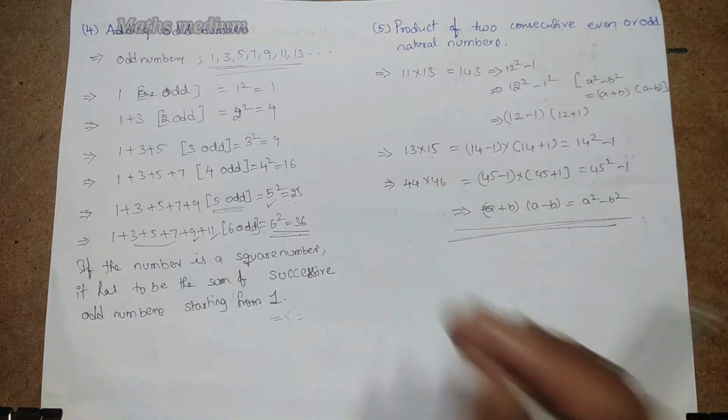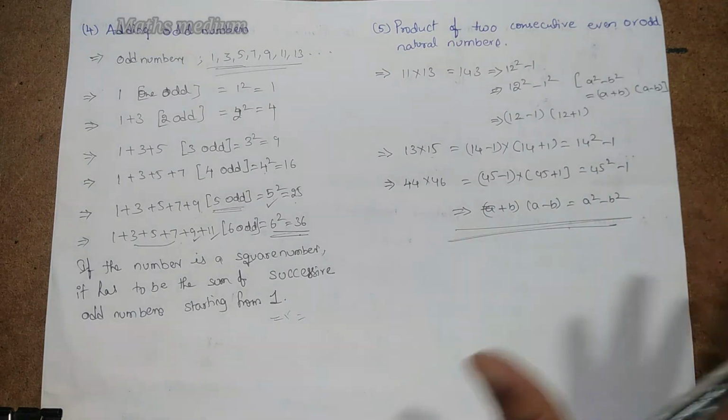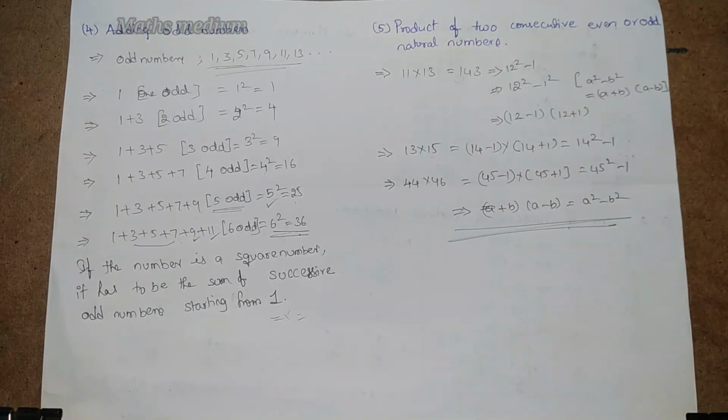These are the basic properties and interesting facts about squares. There are so many ways to represent a square number by using natural numbers, odd numbers, even numbers, product or sum or subtraction. These are the basic things. I hope you understand this session.